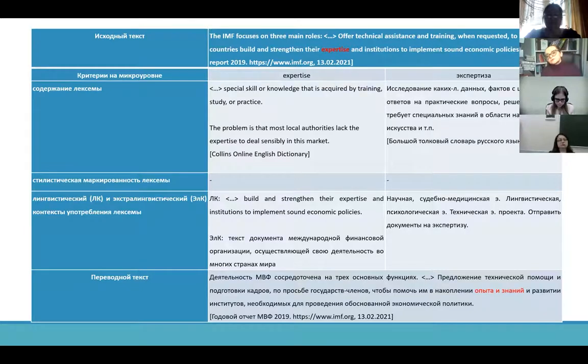One series of Russian language rejected by is being used to translate the word expertise, and the comparison of these words shows us that we cannot help the words. Special skills and knowledge. Next we can show the lack of stylistic marking and shows linguistics and extra linguistics comparison of exams.